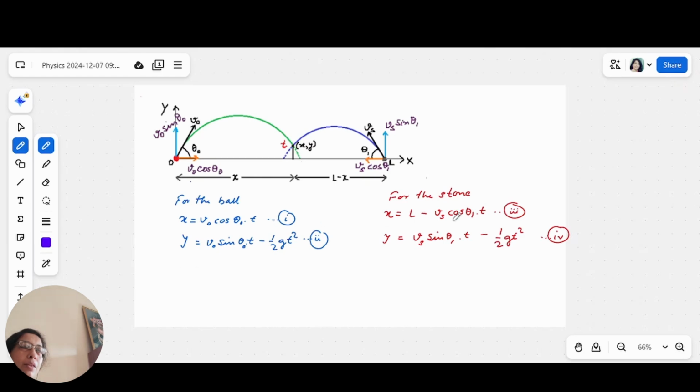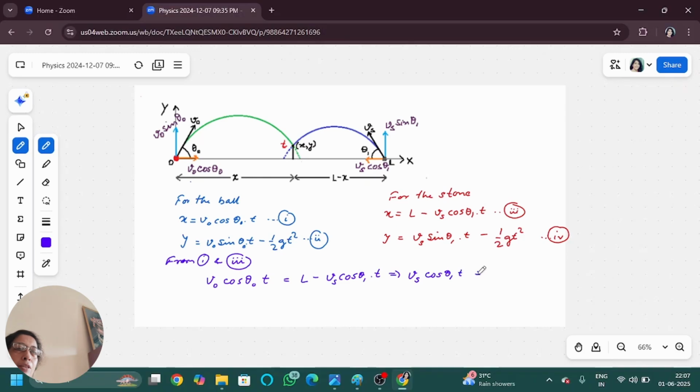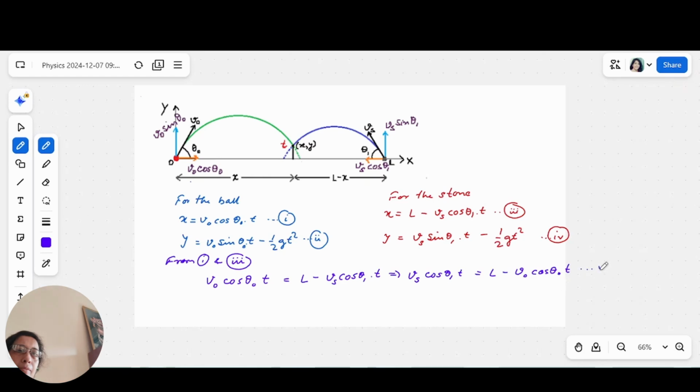Then from equations 1 and 3 we get V0 cos theta 0 t is equal to L minus Vs cos theta 1 into t, or Vs cos theta 1 t is equal to L minus V0 cos theta 0 into t. Say this is equation 5.